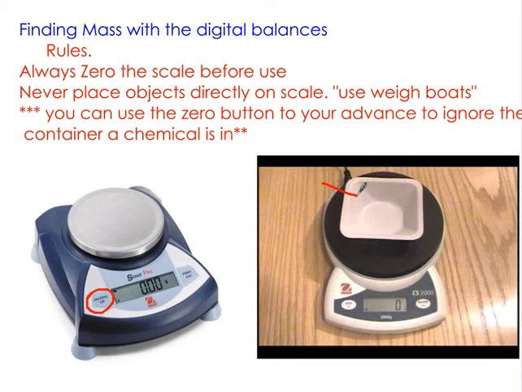Okay, the next rule: never place objects directly on the scale, use the weigh boats. This is a weigh boat right here. So basically it's just a piece of plastic that allows you to have a barrier between whatever you're measuring and the balance, because some chemicals are going to damage the balance, so you're going to want that barrier in between there.